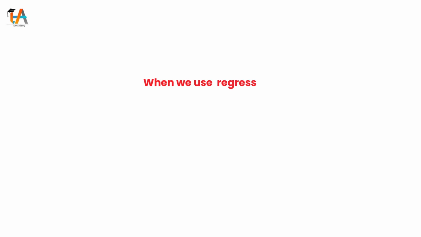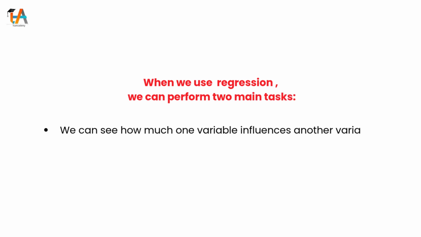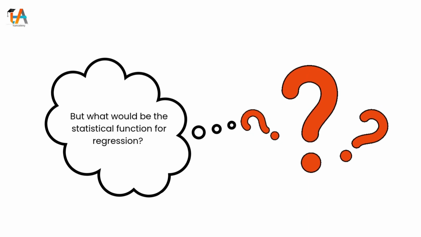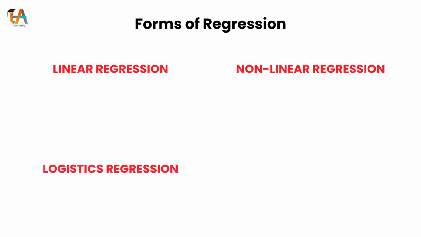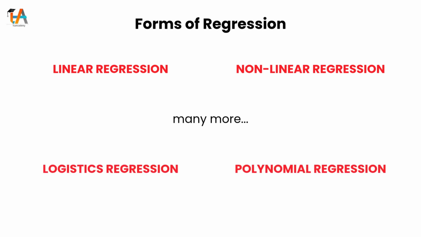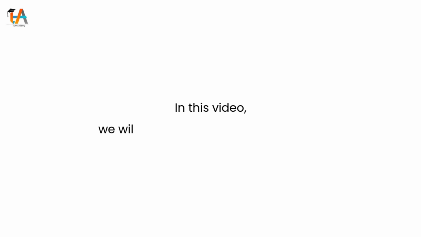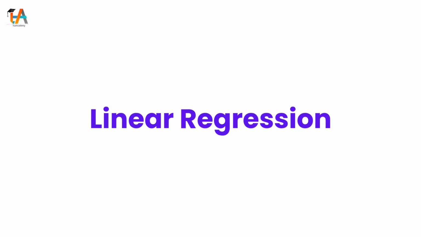When we use regression for modeling, we can perform two main tasks. We can see how much one variable influences another variable, and we can predict the value of one variable using another variable. But what would be the statistical function for regression? It depends on the form of regression analysis to use. There are many forms of regression: linear regression, nonlinear regression, logistic regression, polynomial regression, and many more, each designed for specific cases. The choice of regression analysis depends on the nature of the data and the type of relationship between the variables. In this video, we will understand regression analysis using the linear regression model.